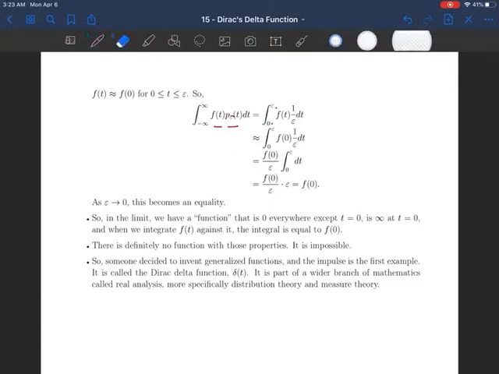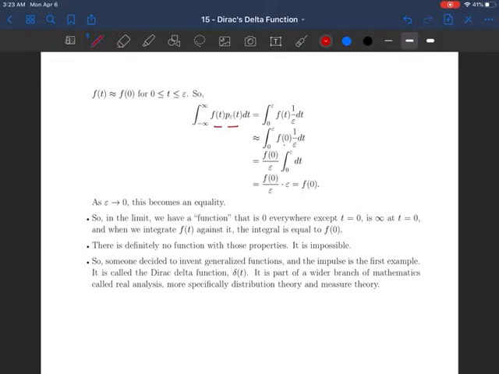Well, the integral from negative infinity to infinity will be 0 almost everywhere, because this function p is 0 almost everywhere, except between 0 and epsilon. In that region, p epsilon is going to be equal to 1 over epsilon, so we get this guy.